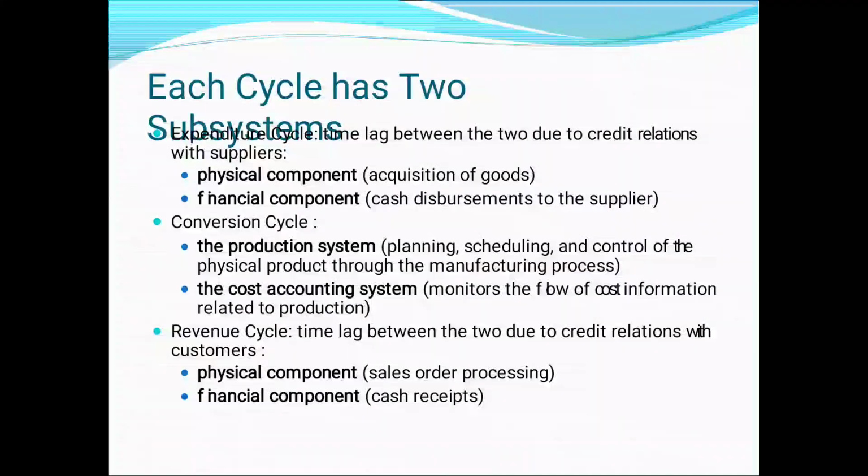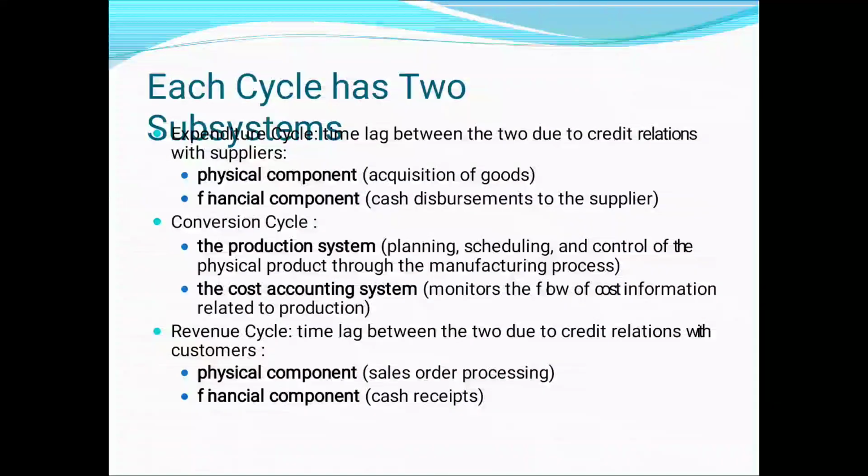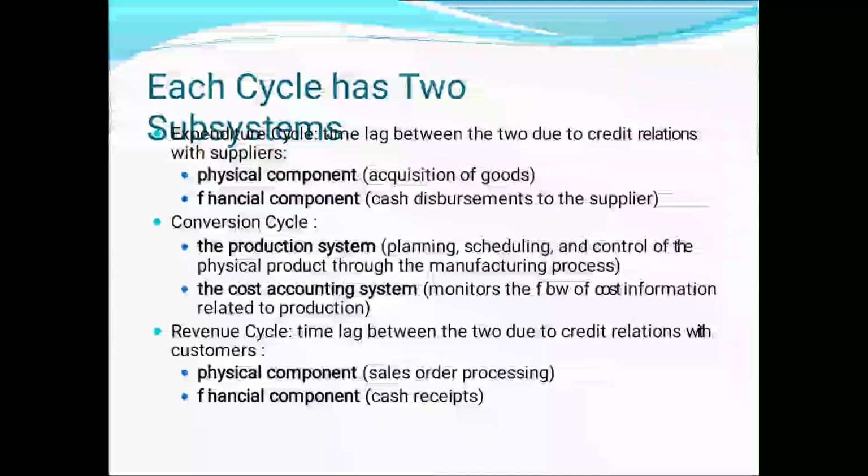So, each cycle has two subsystems. So, under the expenditure cycle, time lag between the two due to credit relations with suppliers, we have the physical component like the acquisition of goods. So, dito sa financial component natin or physical component, acquisition of goods. So, ano ba ito siya?